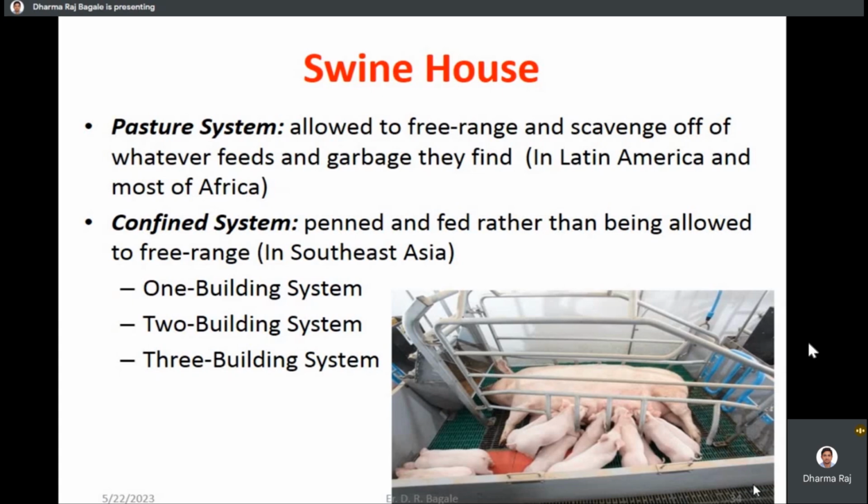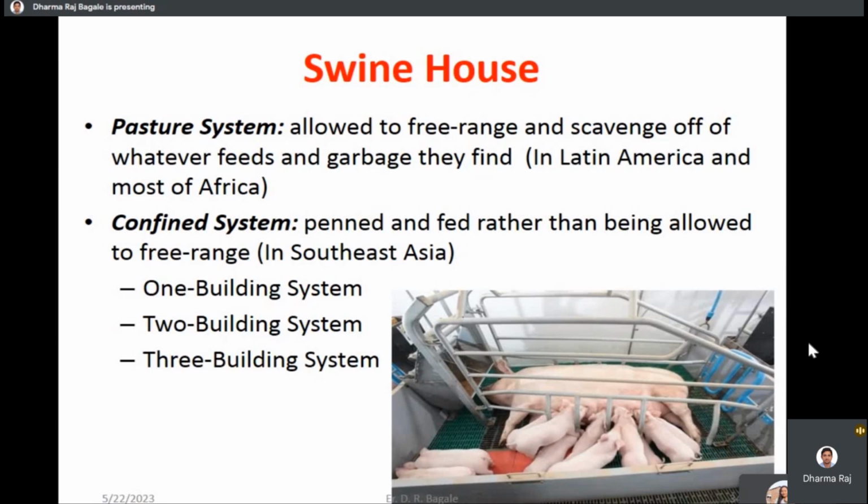So this type of confined housing system consists of three systems. One is the one building system, another is the two building system, and the last is the three building system. In the one building system, all the activities that we mentioned before will be done in the same building. In the two building system, the whole process will be carried out in two separate buildings. Up to a limit, it will be confined to a single building, and after that, for finishing or weaning, we will shift the piglets from one house to the next house.